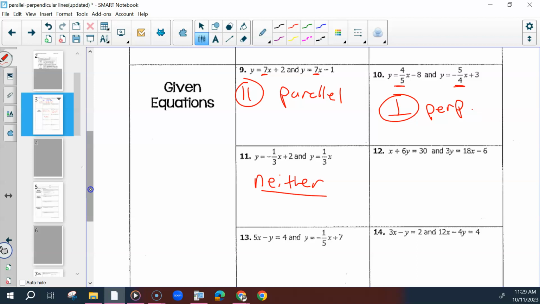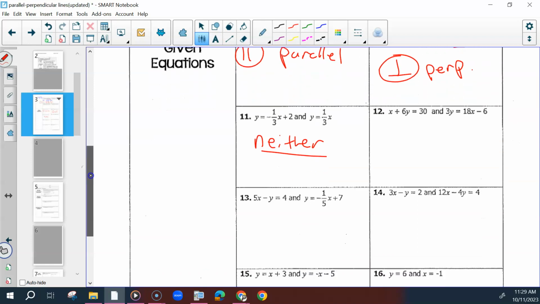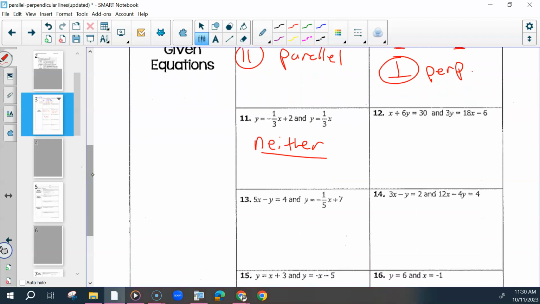So that's if they're both given in slope-intercept form. If they're not given, like 12, we have to solve it first and then figure that out. So let's think back. If I were trying to get this into y equals mx plus b, what would be my first step? I'm trying to get this back into this format, but I gotta get y by itself. What would we do first there? Divide 6. We could divide 6, but we could also subtract x.